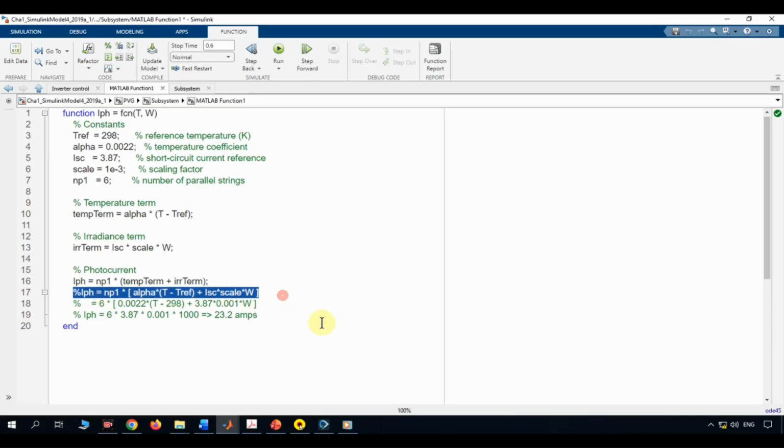array photocurrent. At standard conditions, 1000 W/m², and 298 K, that temperature term drops to 0, and you're left with IPH equal to 6 times 3.87 times 0.001 times 1000, which comes out to about 23.2 amps. That's your array's rated short-circuit current under full sun.